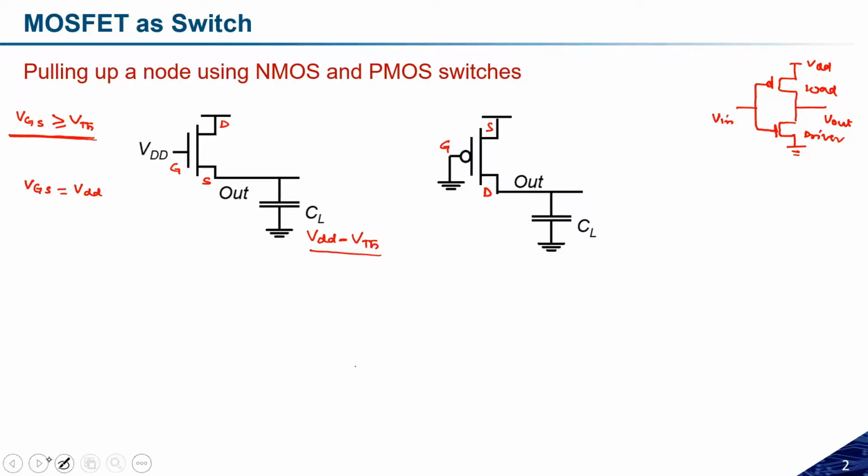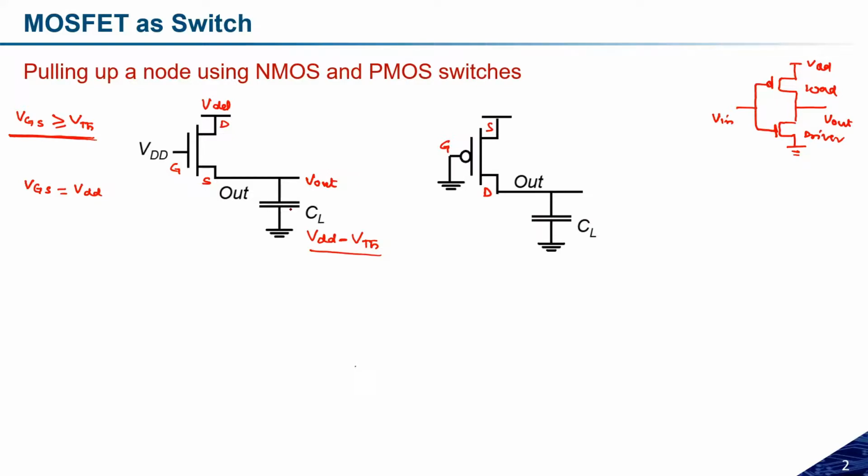Let us first consider that initially CL is equal to zero, so Vout is equal to zero. And if Vout is zero, VS will become zero. If VS is zero and VG is connected to VDD, the VGS will become VDD, and this NMOS transistor will be in the on state. Then this VDD will be transferred to the output voltage, Vout, and this capacitor will start charging.